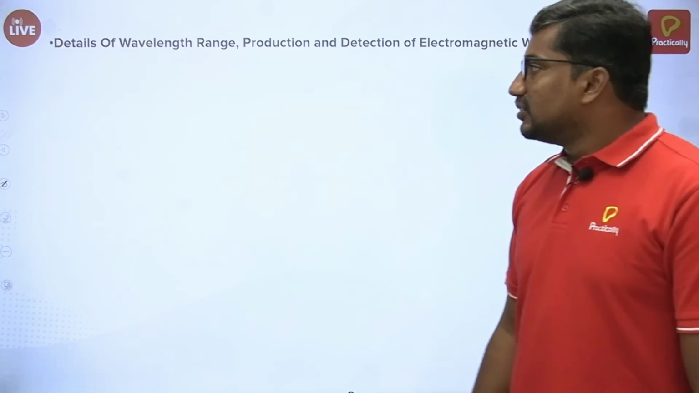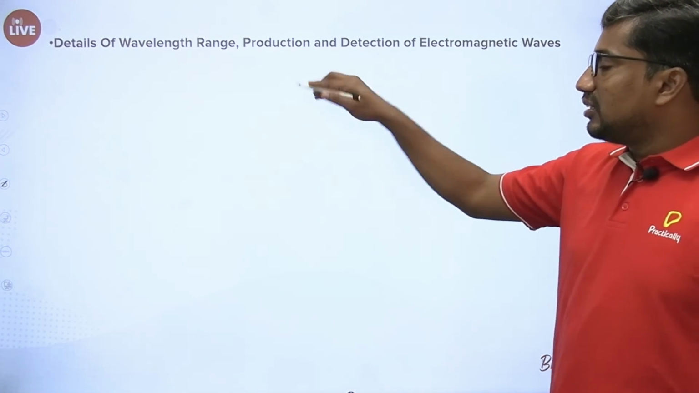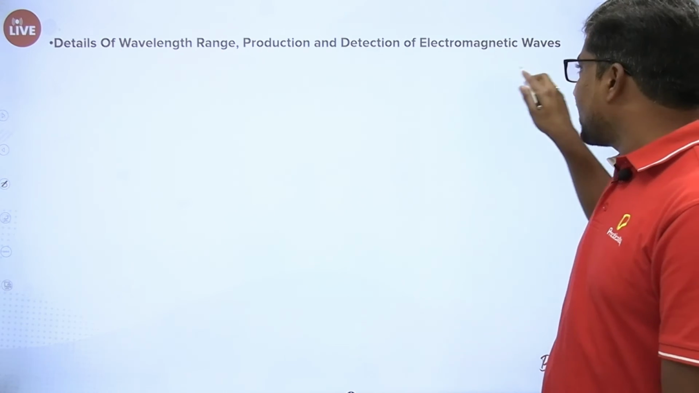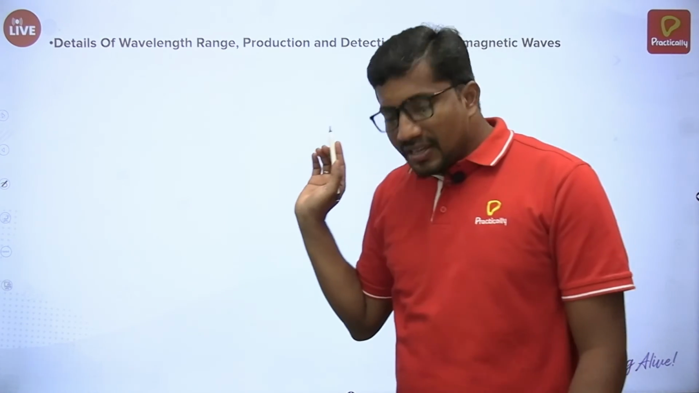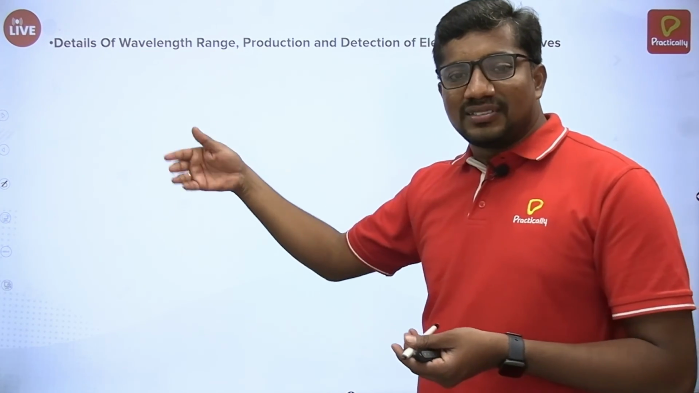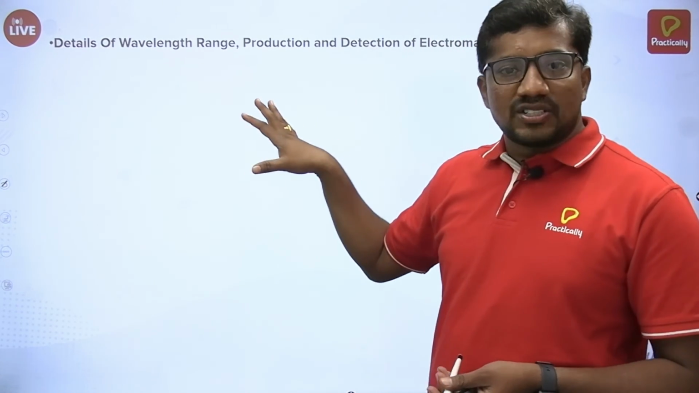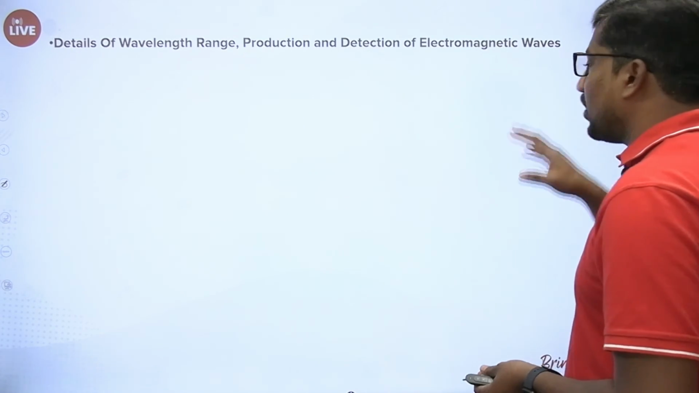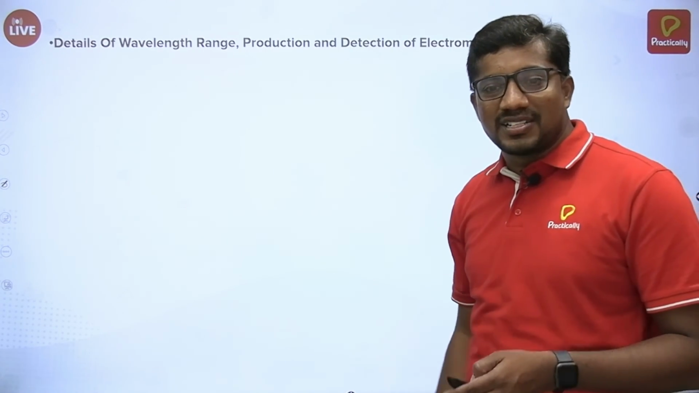Here I have taken this slide, details of wavelength range, production, and detection of electromagnetic waves, because in previous years this question was asked as a short answer question: write about the details of wavelength range, production and detection of electromagnetic waves. That's why I have taken this onto a separate slide.